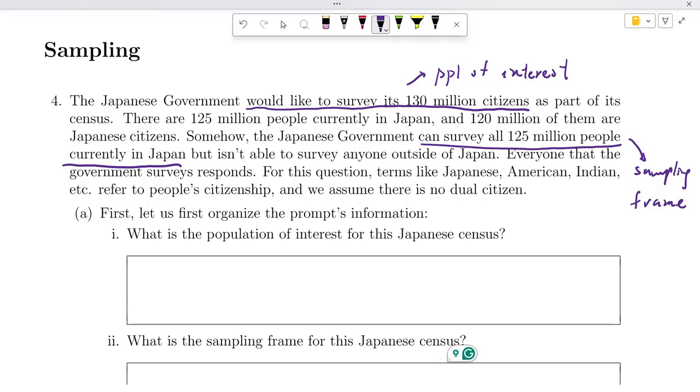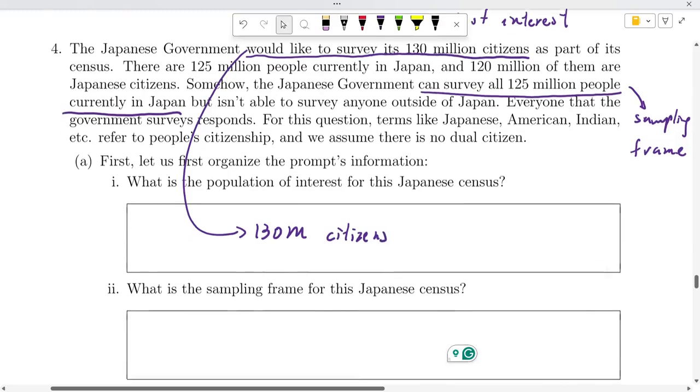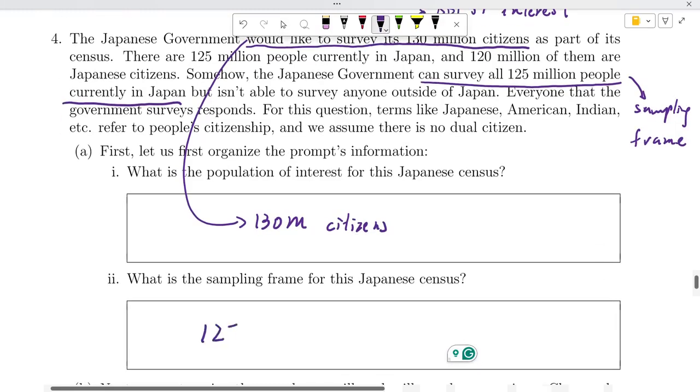Okay, now, first, let us organize the prompt's information, which is exactly what we're trying to do. So what's the population of interest? Well, we just talked about it before. It's 130 million citizens of Japan. Around the world is an optional phrase you can put, but I'll just put 130 million citizens. Okay, but the sampling frame is the 120 million people who are in Japan.